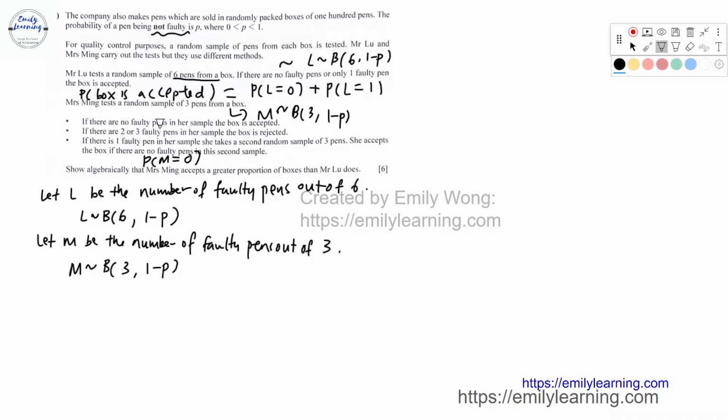However, if there are 2 or 3 defective pens in her sample, it is rejected. If there is 1 defective pen, she takes a second random sample of 3 pens and she accepts the box if there are no defective pens in the second sample. So it means that if M is equal to 1 in the first sample, then she needs to take a second sample and test it and make sure that M is equal to 0. Then she will accept it. So the probability for Mrs. Ming to accept the pens is P of M equals 0 plus P of M equals 1 times P of M equals 0.